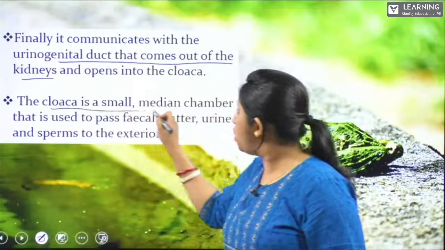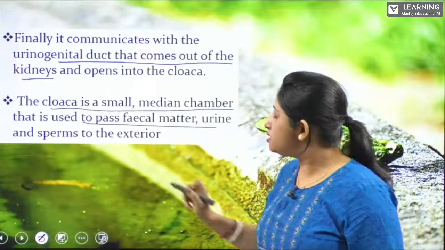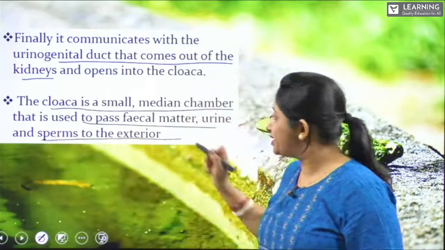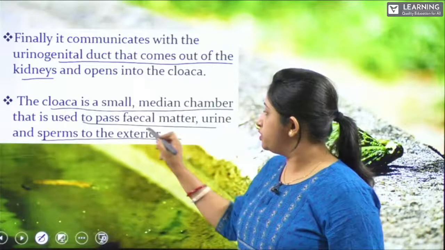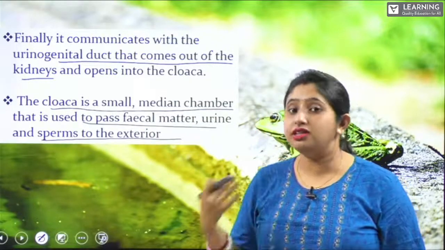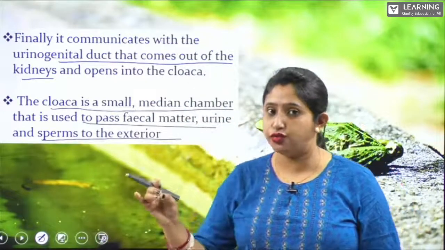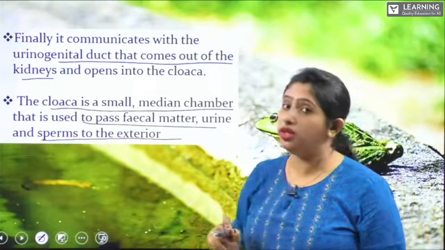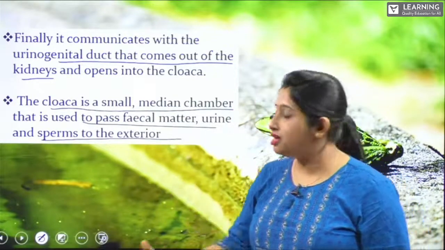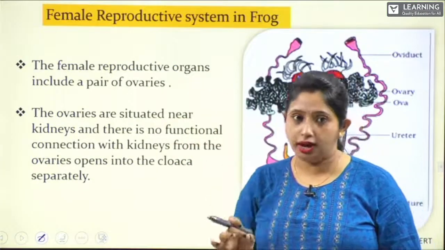The cloaca is a small median chamber that is used to pass the fecal matter, urine and the sperms to the exterior. So the cloaca is responsible for three functions: the fecal matter, which is the excretory products and undigested food, the sperms in the case of the male, and urine. The frogs have a cloaca, a single opening.